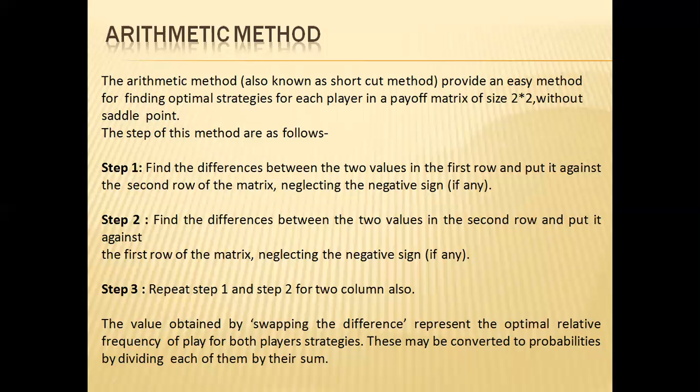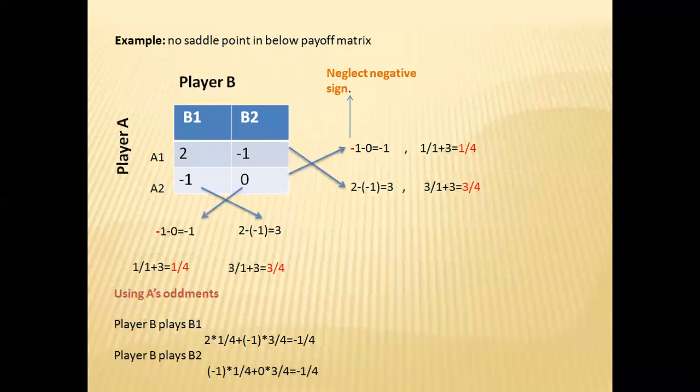These may also be converted to probabilities by dividing each of them by their sum. Practically, we'll have a detailed look at how the steps are carried out. The initial condition is that no saddle point is allowed, so there is no saddle point in the payoff matrix below.